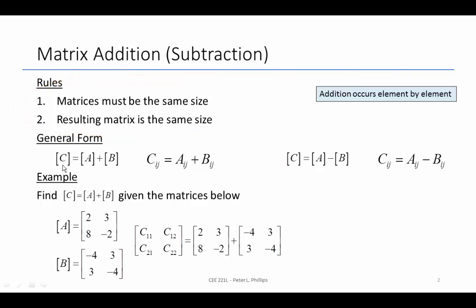So the general form here is the matrix C equals A plus B. Notating element by element, it's Cij equals Aij plus Bij, or minus if you're doing subtraction. So here's an example. If I have matrix A that's a 2 by 2 and matrix B that's a 2 by 2, I can add them together and the resulting matrix would be a 2 by 2. So here we have C11, C12, C21, and C22.